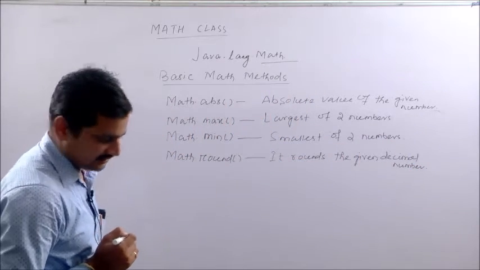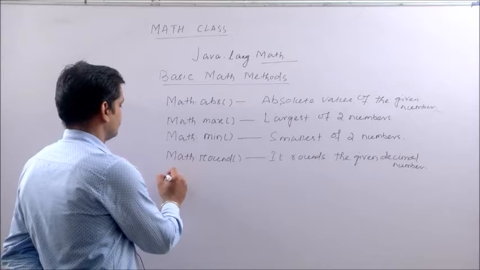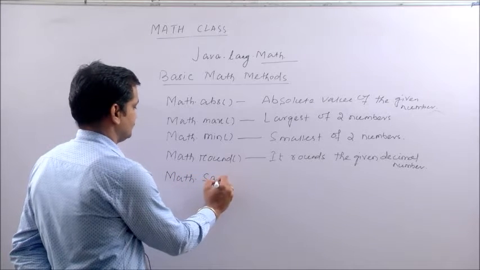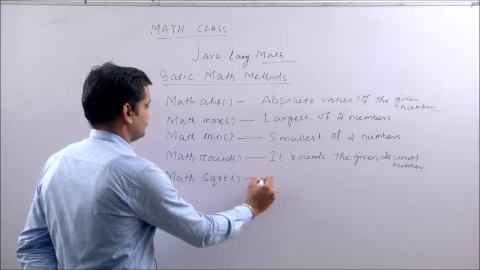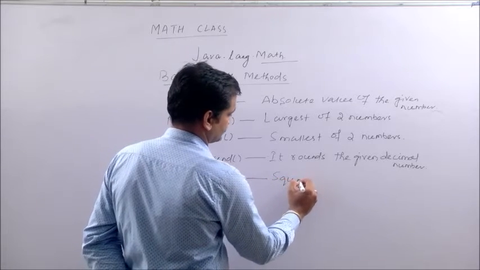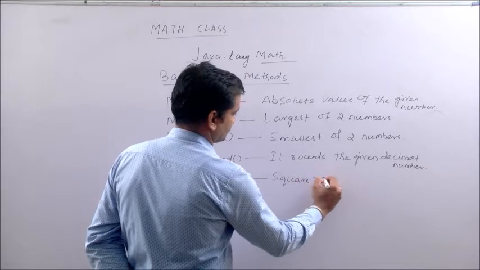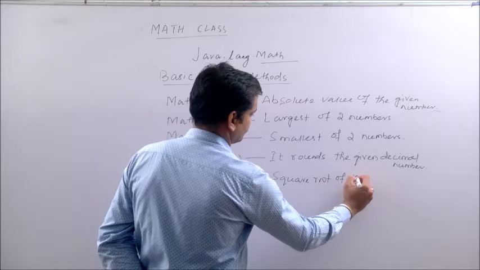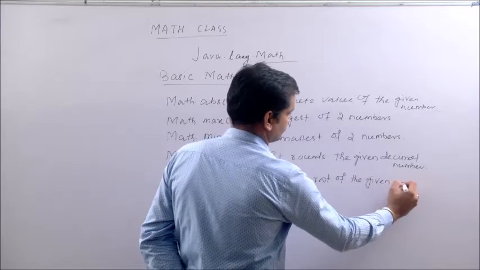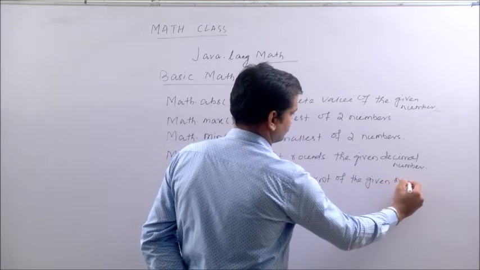The next one is sqrt. The next method in the Math class is sqrt. It gives the square root of the given number.